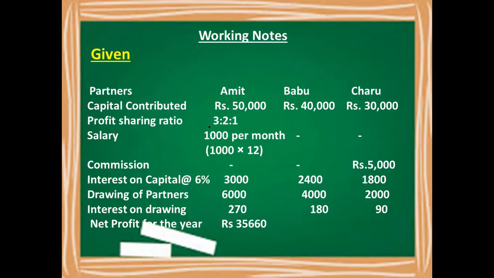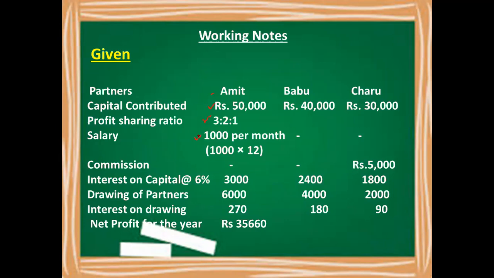So that we have done. After reading the content, we will read line by line, and the important information we will write on a piece of paper. It will help us to solve the question without reading that statement again and again. So three partners are there. Their names and their capital are given. Profit sharing ratio is given. Salary is given only to one partner, and that is 1,000 per month.